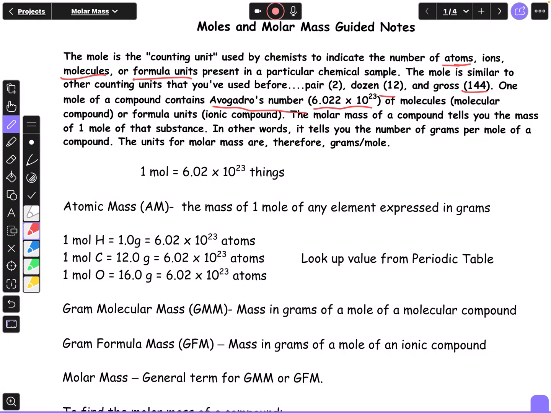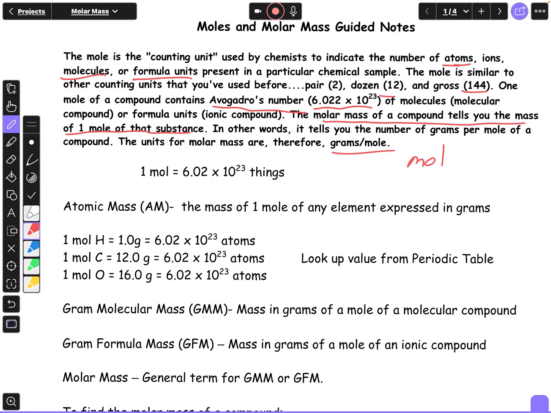The molar mass of a compound tells you the mass of 1 mole of a substance. So make sure you know that. 1 mole of a substance is equal to its molar mass. In other words, it tells you the number of grams per mole of a compound. The units for molar mass are grams per mole. Mole is sometimes abbreviated as mol. It's not much of an abbreviation, just knocking off the E, but you'll see me write it like that a lot. That means the same thing.